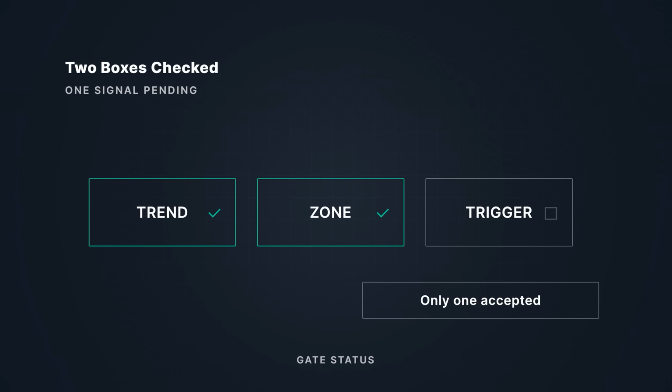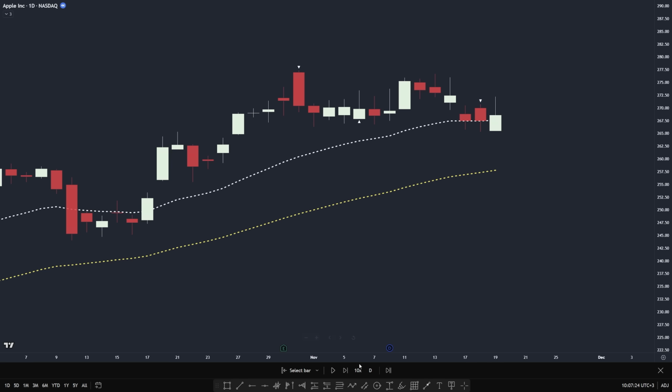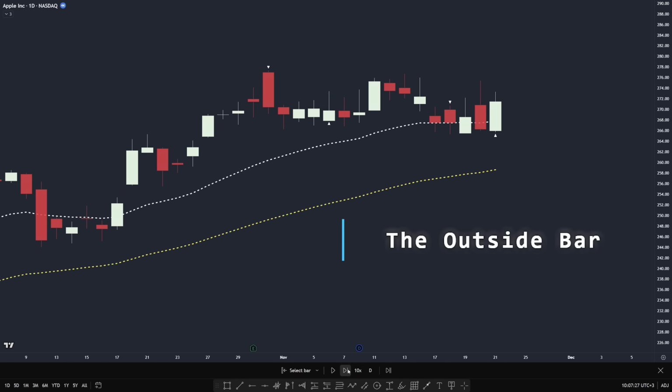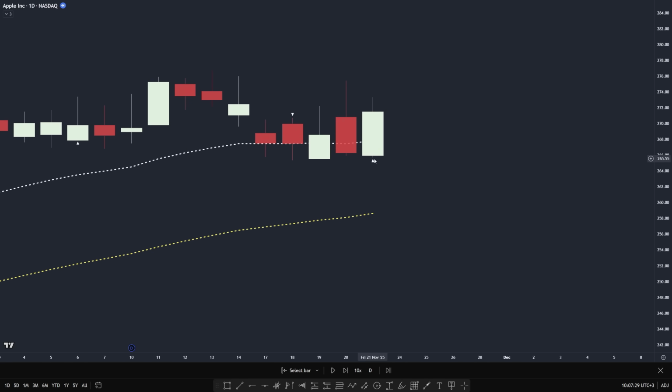Now we wait for one specific signal, and only one. The entry trigger is the outside bar. An outside bar is a candle whose full body covers the full body of the candle before it.